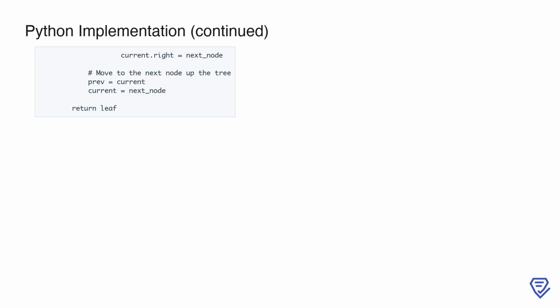Afterward, we move up the tree by updating previous to the current node and current to next_node. This way, we continue the rewiring process for the next node in the path toward the original root. Once the loop exits, all necessary connections have been flipped, and we return the original leaf node, which has now become the new root of the tree.